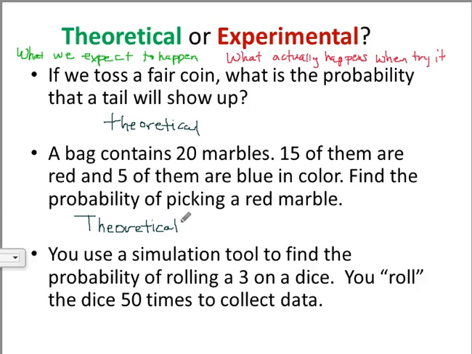Here, let's say we use a simulation tool to find the probability of rolling a 3 on a dice. Or let's just say we take a dice and actually roll it 50 times to collect data. Because we're actually doing it and collecting data, that's experimental. You'll have a chance to practice classifying as theoretical or experimental this week.